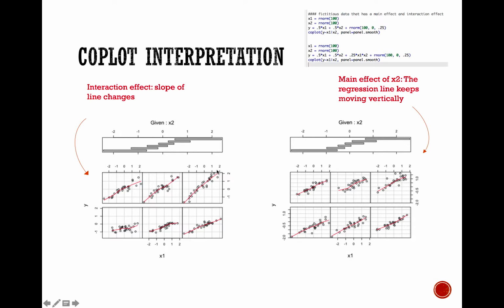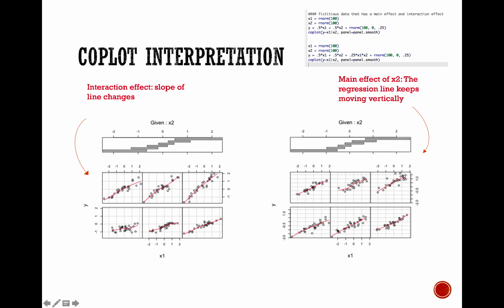So if you look at the top right, which is the highest value of x2, there's a very strong slope, very steep line, whereas at the bottom left, there's almost no relationship. There's a very, very small relationship. And everything in between seems to be gradually getting bigger. So this is an interaction effect. So you could say that there's an interaction between x1 and x2, and as x2 increases, the strength of the relationship between x1 and y increases. Does that make sense?